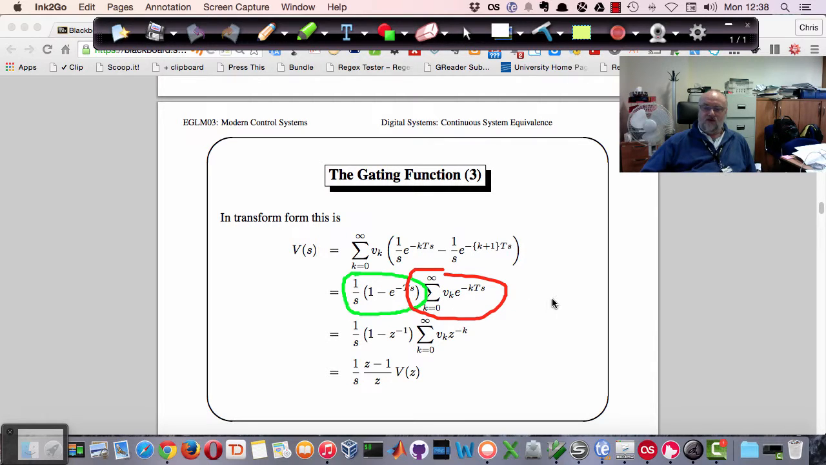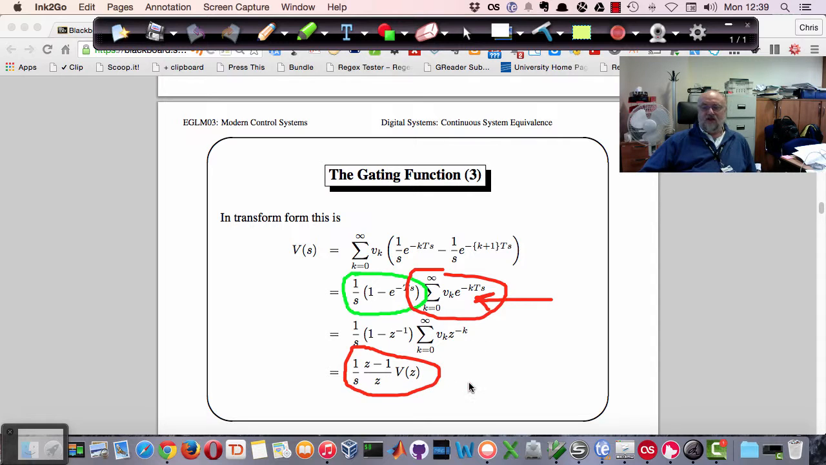And this, of course, is the z transform. The z transform of v k is the sum of v k z to the minus k. And e to the minus Ts is z to the minus 1, so we can replace e to the minus Ts by z to the minus 1. We're left with this mixed transform: 1 over s, which represents the step function, (z minus 1) over z, which represents the delayed step, and then v of z, which is the z transform of the sequence itself.